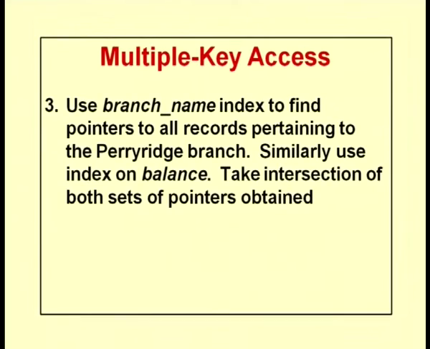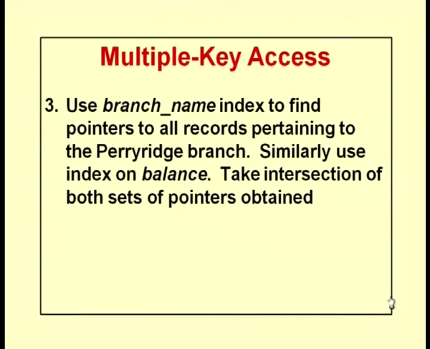Now, how do you decide this? You can have both also. There is also a third possibility. You can use the branch name index to find pointers to all records pertaining to only the Perryridge branch. You can also use another index for the balance. Then take the intersection of both the sets and do the operation. So, now you must have understood a little bit about how the performance of a database is affected by the type of index that is used, and so the choice of what you want to index with is very important.